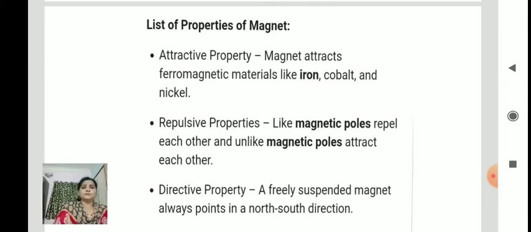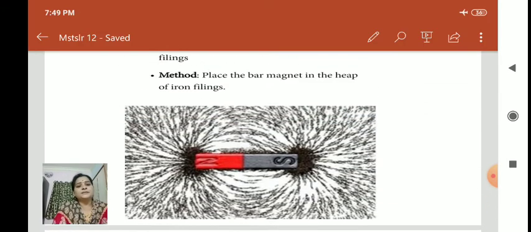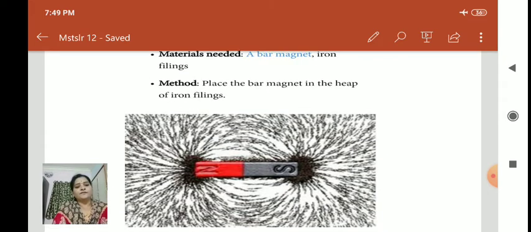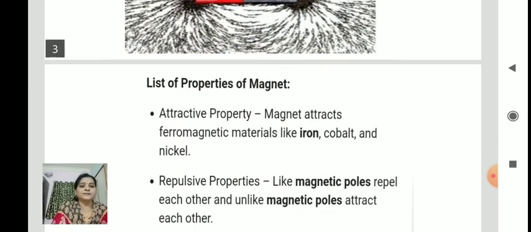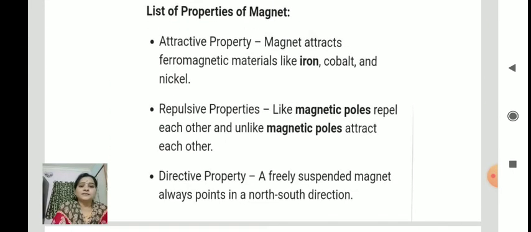Here is the list of the properties of the magnet. Just now we have seen the simple experiment of the attractive property, wherein the magnet attracts some materials like iron, cobalt and nickel, which is shown with this small activity. So the magnet attracts ferromagnetic materials. Such a property that the magnet exhibits is known as the attractive property.